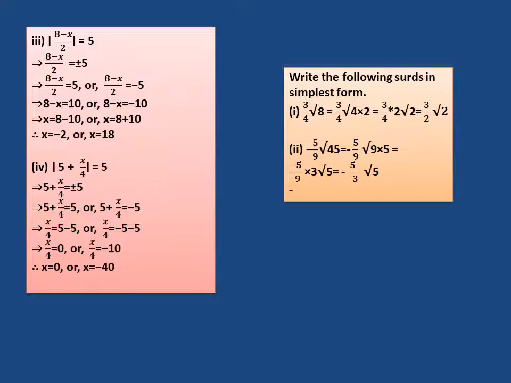Now see sum number 3 of the same type. But here, in the modulus, division, meaning a fraction, is given. Absolute value of 8 minus x whole divided by 2 equal to 5. Then when you take the absolute value of that, you will get 8 minus x whole divided by 2 equal to both signs, plus or minus 5. Means our first equation is 8 minus x upon 2 equal to 5, and second equation is 8 minus x upon 2 equal to minus 5.